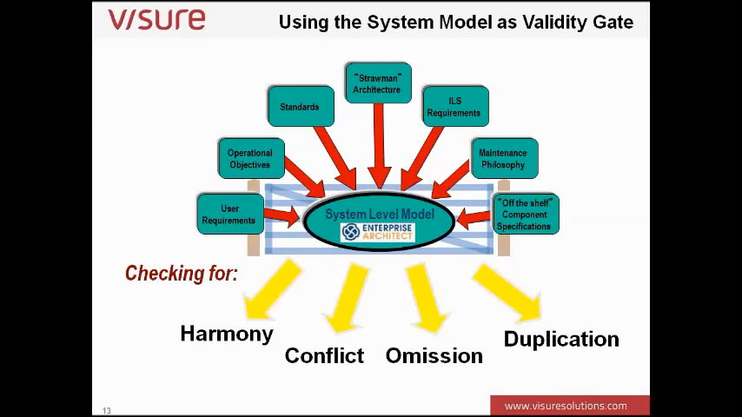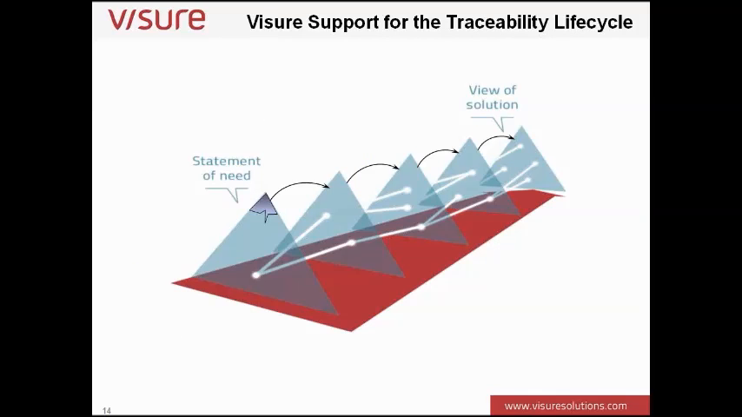So we use the system model, if you like, as a validity gate between all those inputs that come in from the top that we described earlier. And here we're using Enterprise Architect as that validity gate to check for harmony between requirements, but also to look for conflict in requirements and omission. And the models are very good at capturing any omission, on that old adage that a picture speaks a thousand words. And we also try and tease out duplication through this process as well.